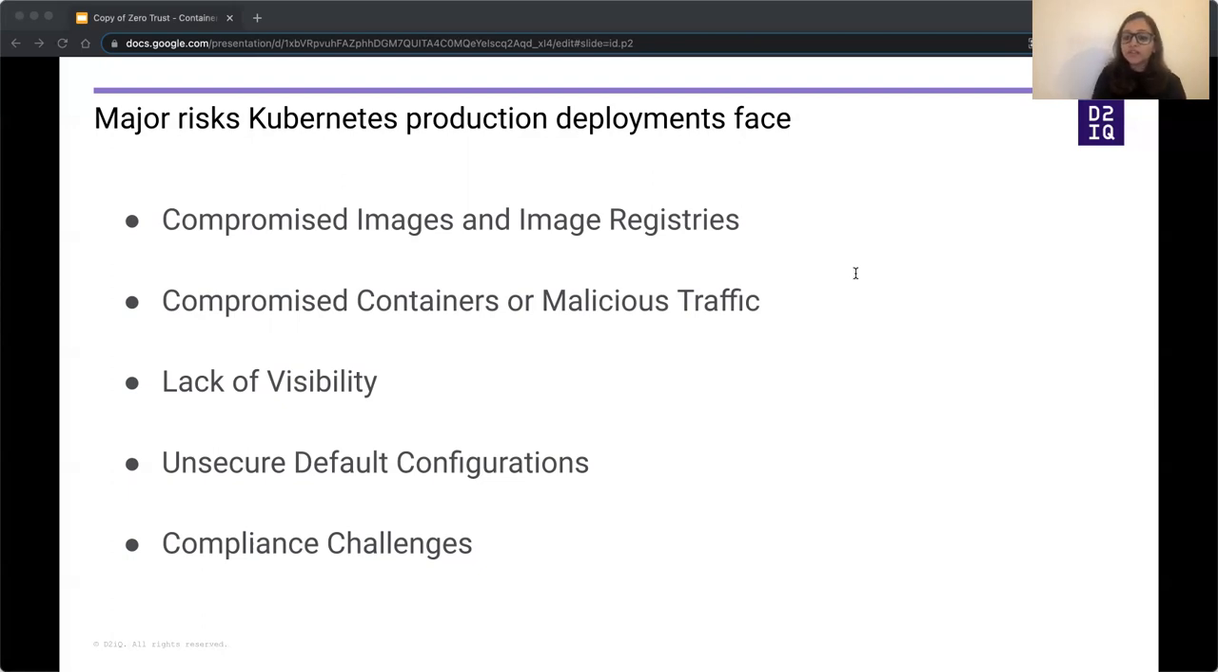And lastly, compliance challenges. For many organizations, compliance is a critical concern. Achieving compliance in a cloud-native environment is a highly challenging endeavor. To achieve compliance, organizations are usually required to implement certain security measures. This often requires enforcing best practices, benchmarks, and industry standards, as well as internal policies.